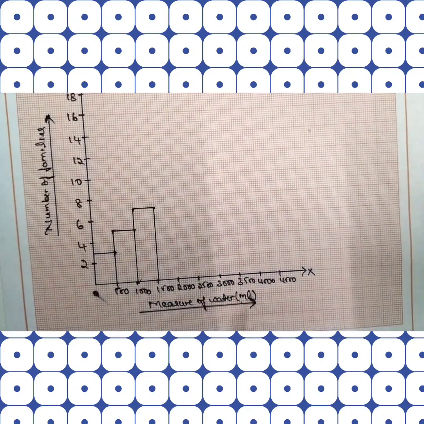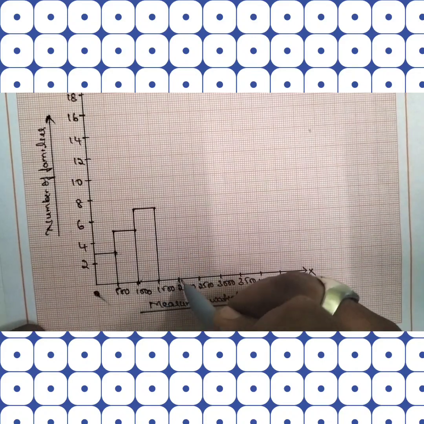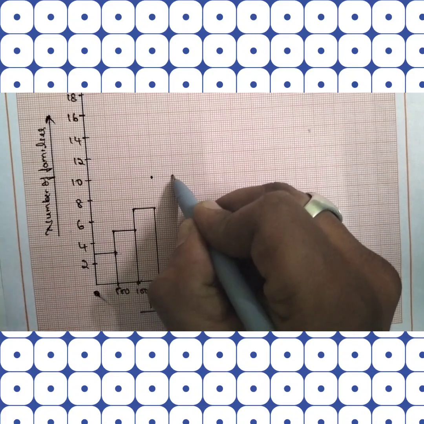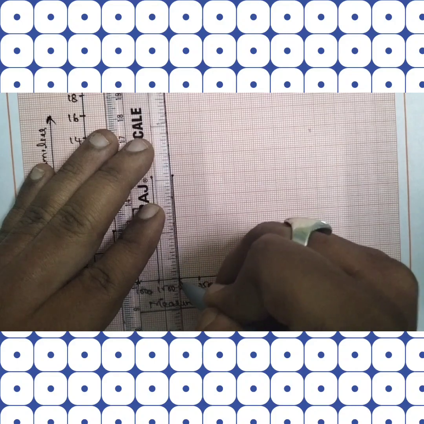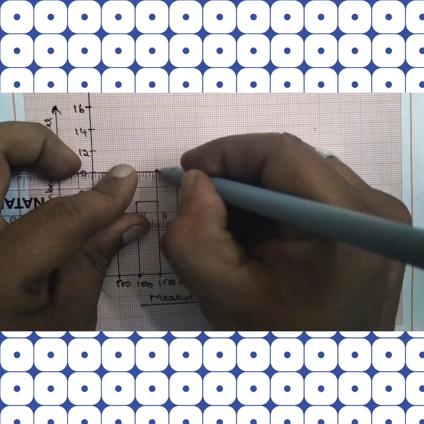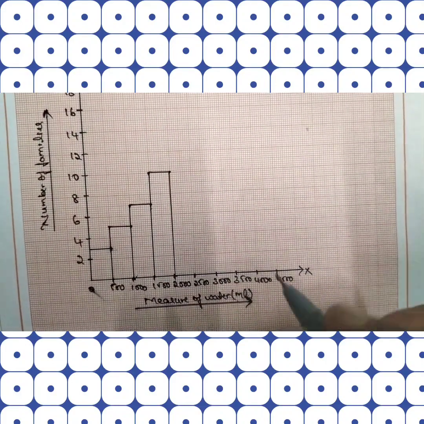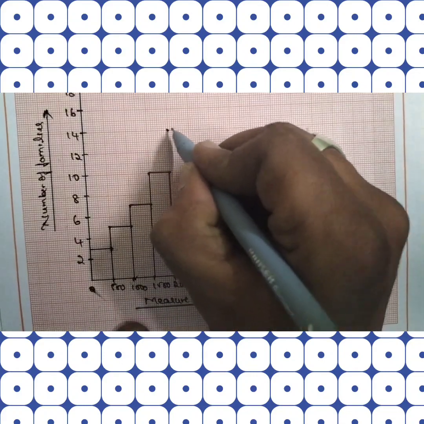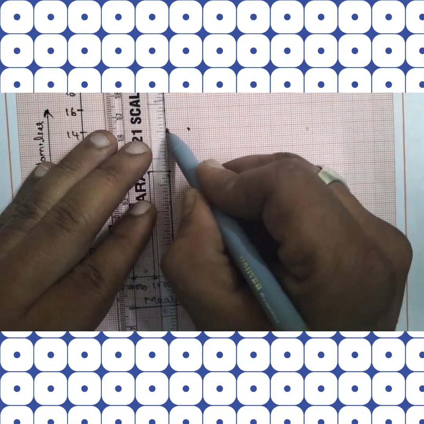Then 1500 to 2000, so 10 families. Look, 10 is here. Then 2000 to 2500, 14 families.